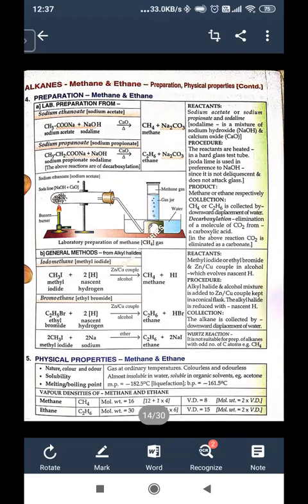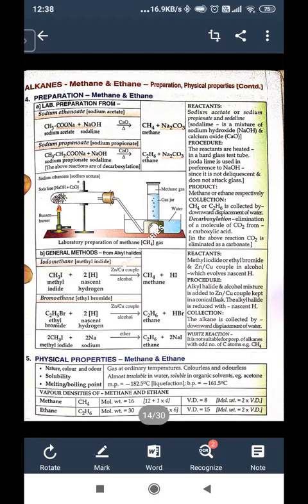Then solubility. Since they are organic compounds and water is an inorganic compound, the principle of like dissolves like applies: things dissolve in their own kind. Water is inorganic and our alkanes are organic compounds, so they are insoluble in water, but they are soluble in organic solvents like benzene, ether, etc. Because the solvents are organic and our compound is organic, they are soluble in organic solvents, not in water.